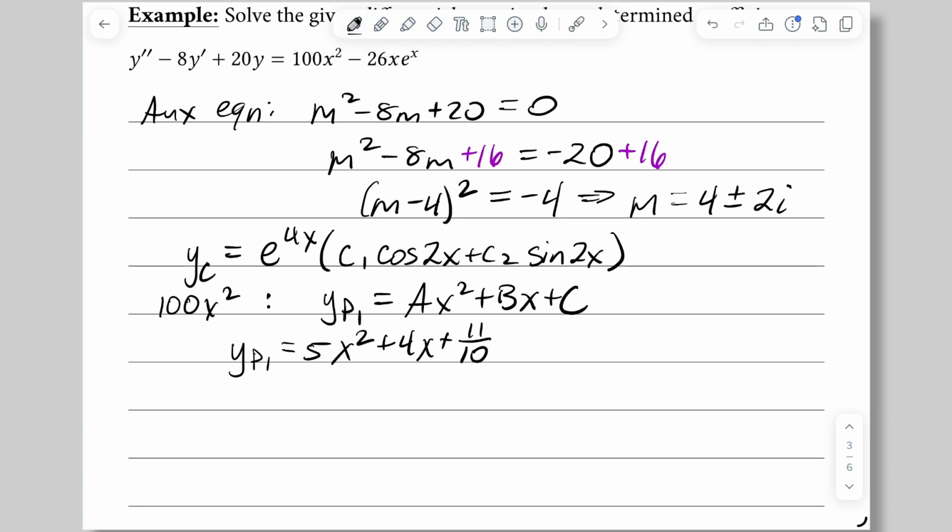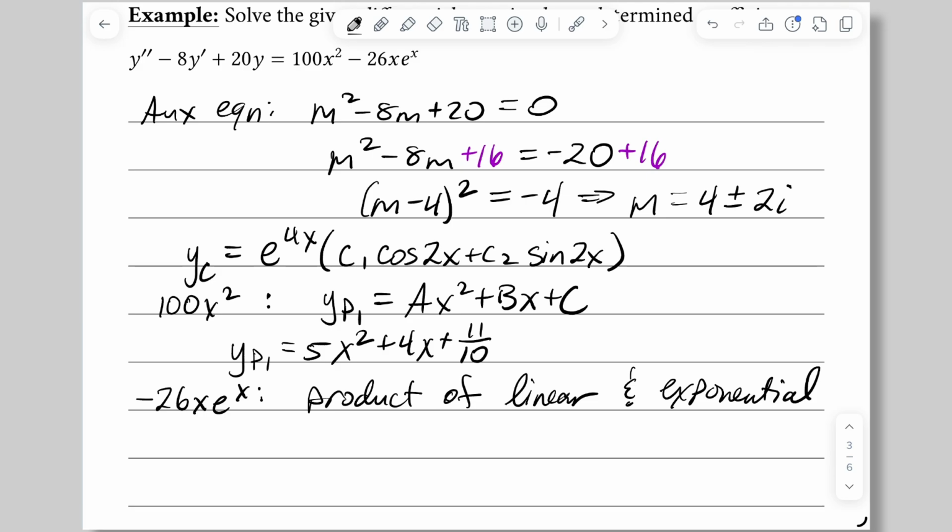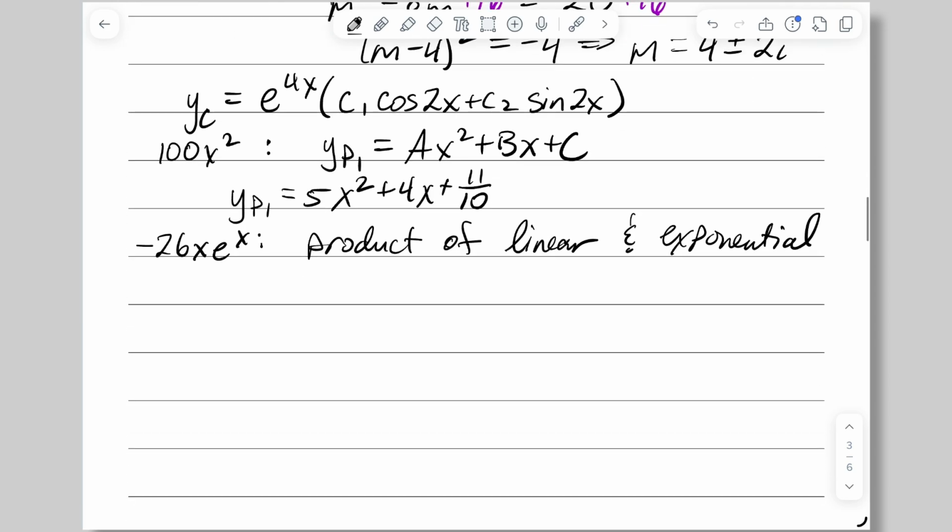Because I'd like to focus more on the second part of it, that negative 26x e to the x. This is the product of a linear function and an exponential function. Therefore, I'm looking for yp2 that has the form of a product of a linear and an exponential function with coefficients to be determined. Yeah, we are actually guessing the form of solution, but in kind of a protected situation here.